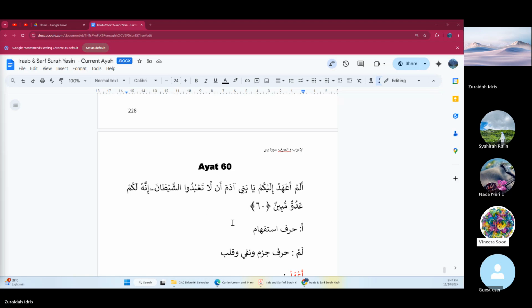Inna, who is going back to shaitan? Yes, lakum, of course. But we are in a jumla ismiya, right, sister? So it has to be muta'alliq bil khabar. And the khabar of inna is 'aduwwun. Yes, good.